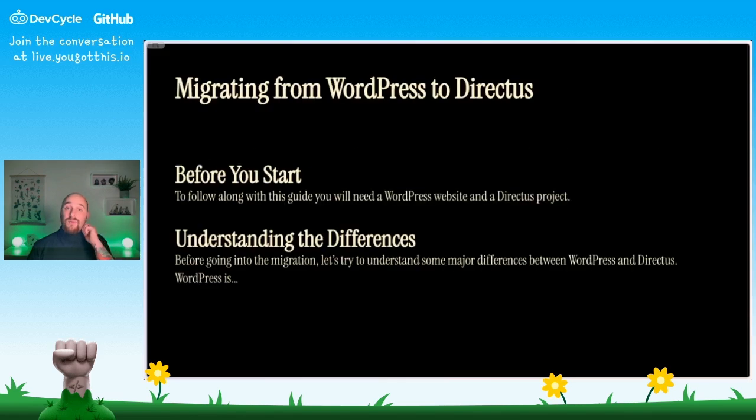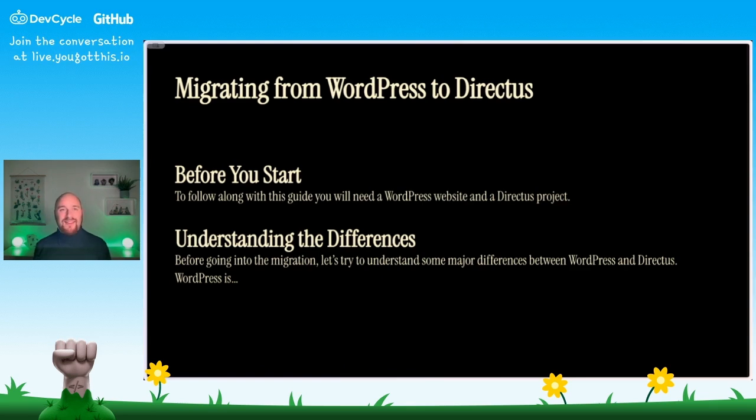Now, the other way we can write less is by removing repetition. In this example here, this is a real example from a post I reviewed last week. There are two types of repetition I want to talk about. Firstly, the post is called Migrating from WordPress to Directus, and the before you start section is incredibly short. All it says is, to follow along with this guide, you will need a WordPress website and a Directus project. That's it. That's all you need.